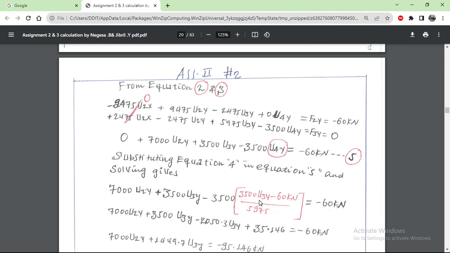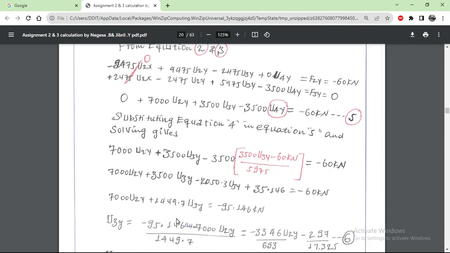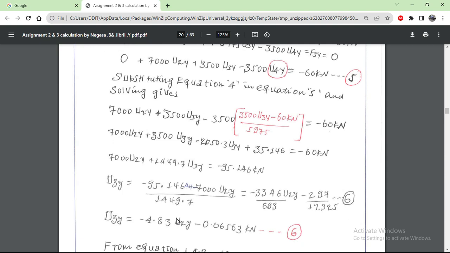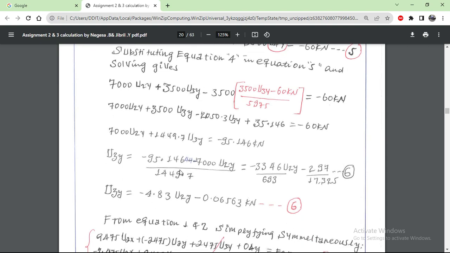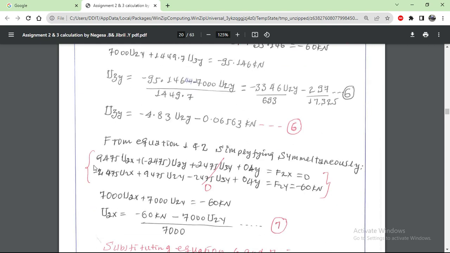What we get in equation number 4, substitution is done in here. After that, the equation is reduced to equation number 6: u3y equal to negative 4.8 times this one. This equation is equation number 6. From equation number 2, 1 and 2, simplify symmetric simultaneously. Then equations number 1 and 2 are reduced to this. Then we get equation number 7.